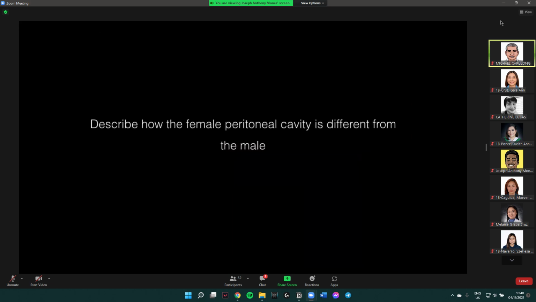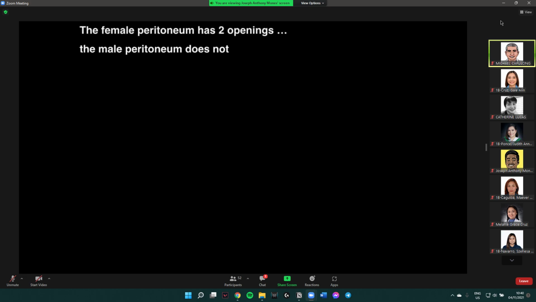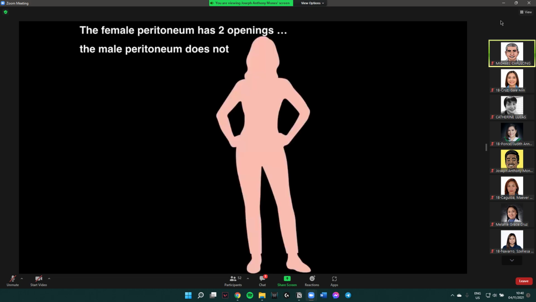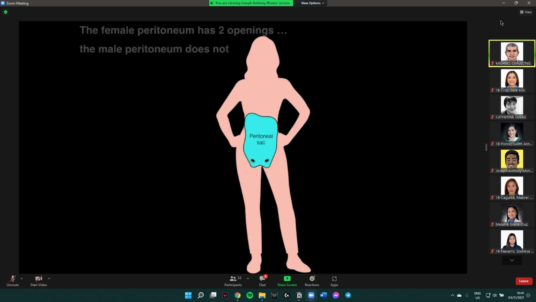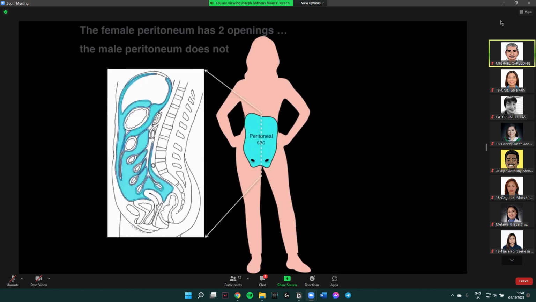All right, now describe how the female peritoneal cavity is different from the male. All right, to do that, so here basically in a nutshell, the female peritoneum has two openings, and the male peritoneum does not. So here in the female, we see the peritoneal sac, and at the bottom of the peritoneal sac are these two openings. Now in the male, we take a look at the peritoneal sac, there are no openings. And so if we take a sagittal section of that and blow it up, if we look on the lateral pelvic wall, there is one of those openings, okay?